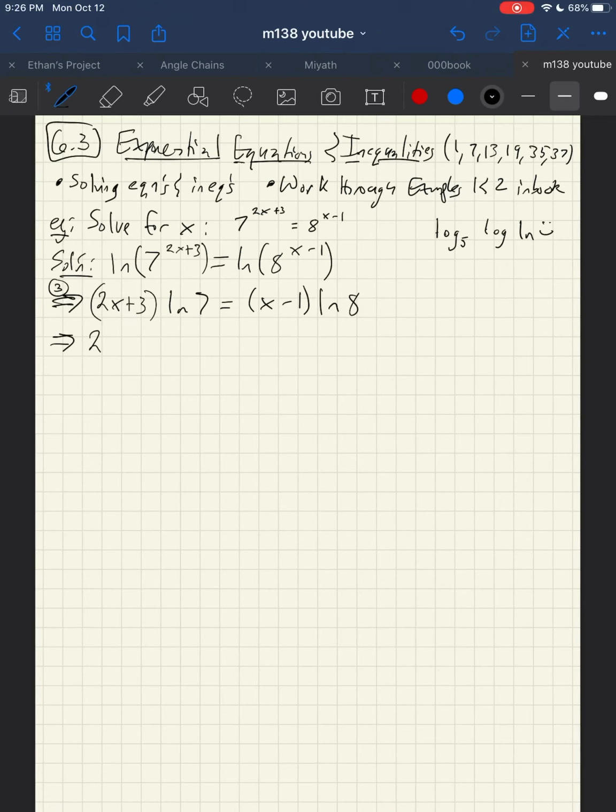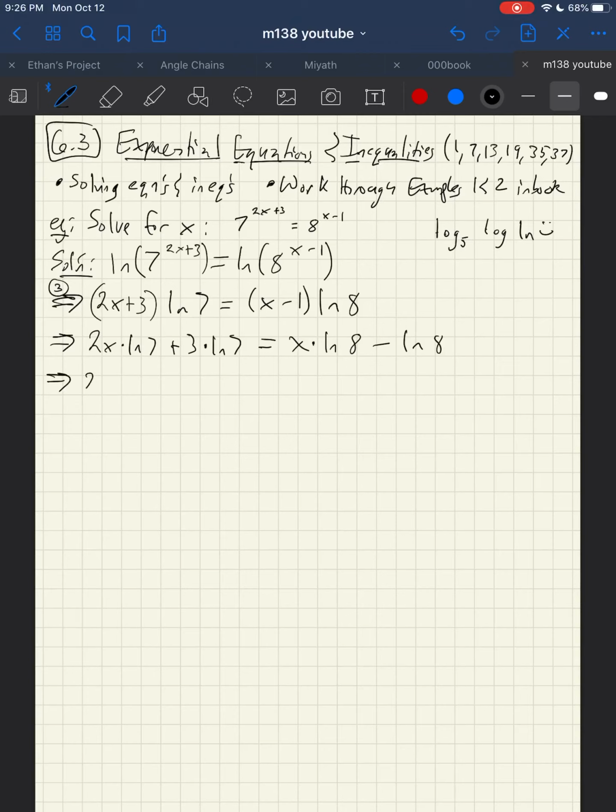So this is 2x times the natural log of 7 plus 3 times the natural log of 7. And this side is x minus 1 times the natural log of 8. So it's x times the natural log of 8 minus 1 times the natural log of 8. And that's just natural log of 8.